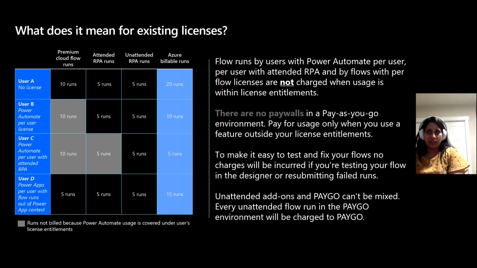And if a flow is in context of the Power App and is using premium features, the Power Apps license covers that usage. But let's say if the flow is not directly talking to the data sources of the Power App, or is not triggered by the Power App but is using premium features, that flow is considered out of context of Power App and needs a separate Power Automate license, or it will be charged to Azure. So in this case, if user D had flow runs that are outside of the Power App context, all those runs are going to be charged to Azure subscription.